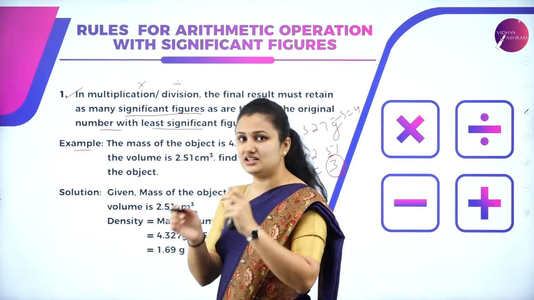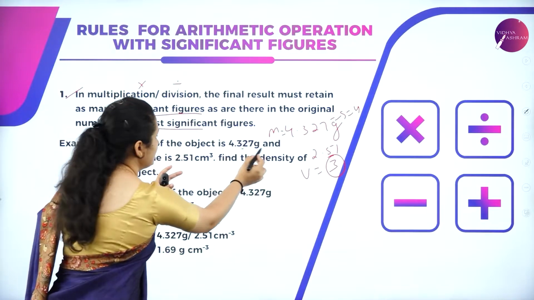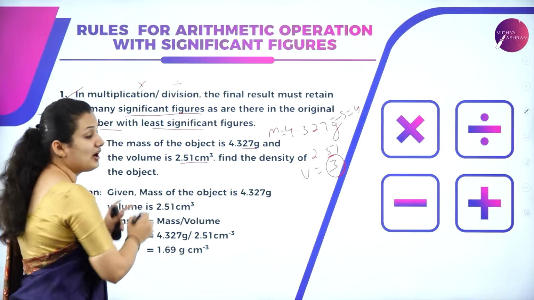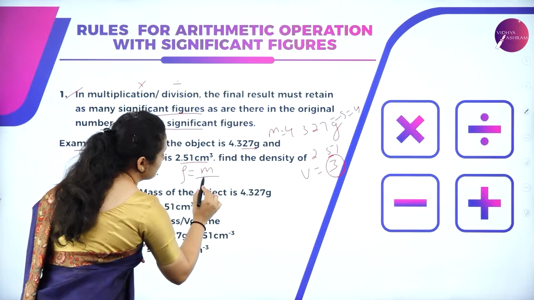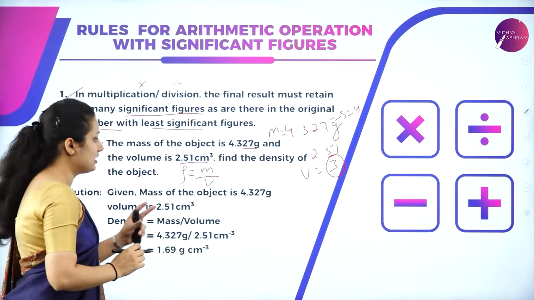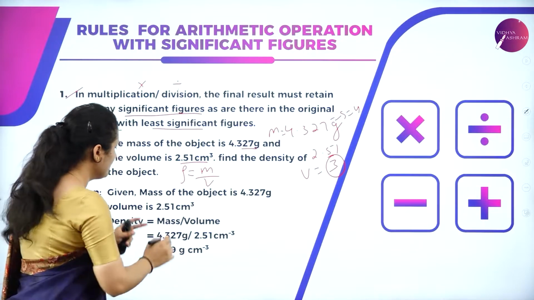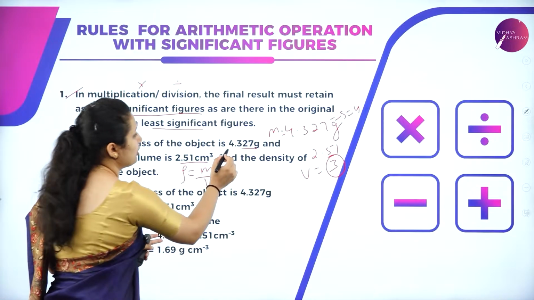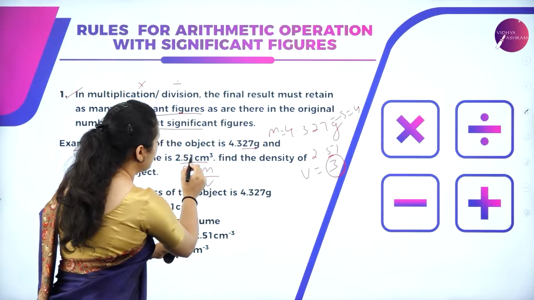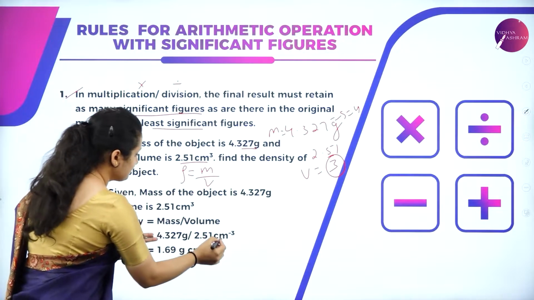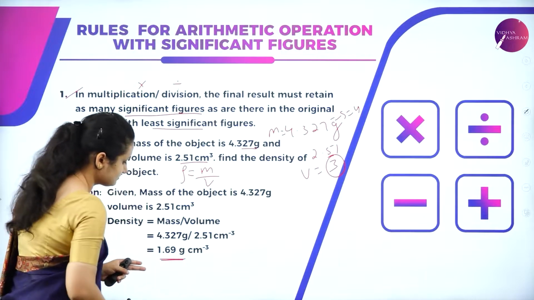How do you calculate density now? Mass of the object is given, volume is given. How will you calculate density? Density is given by mass by volume, the ratio of mass to the volume. What is mass? 4.327 gram. What is volume? 2.51 centimeter cube. So, what is the value you get here?